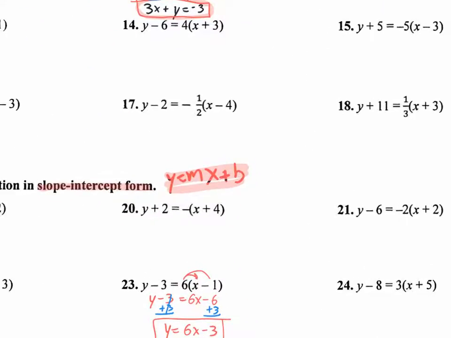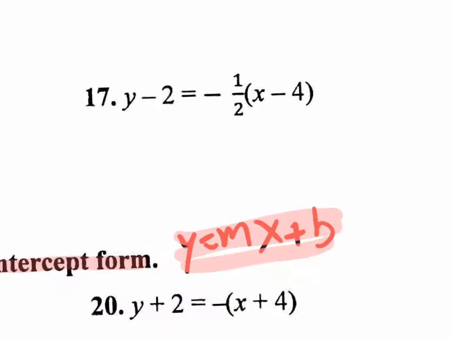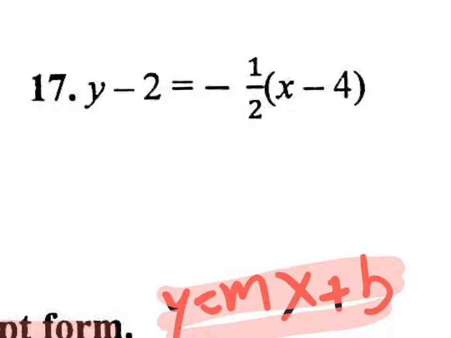Okay, so let's do 17 and 18, the ones that have fractions in them. On the instructions, it says it changes to standard form. So standard form, once again, is a capital AX plus capital BY equals capital C. And they're capitalized to help you remember that you don't want fractions or decimals in your standard form equation.